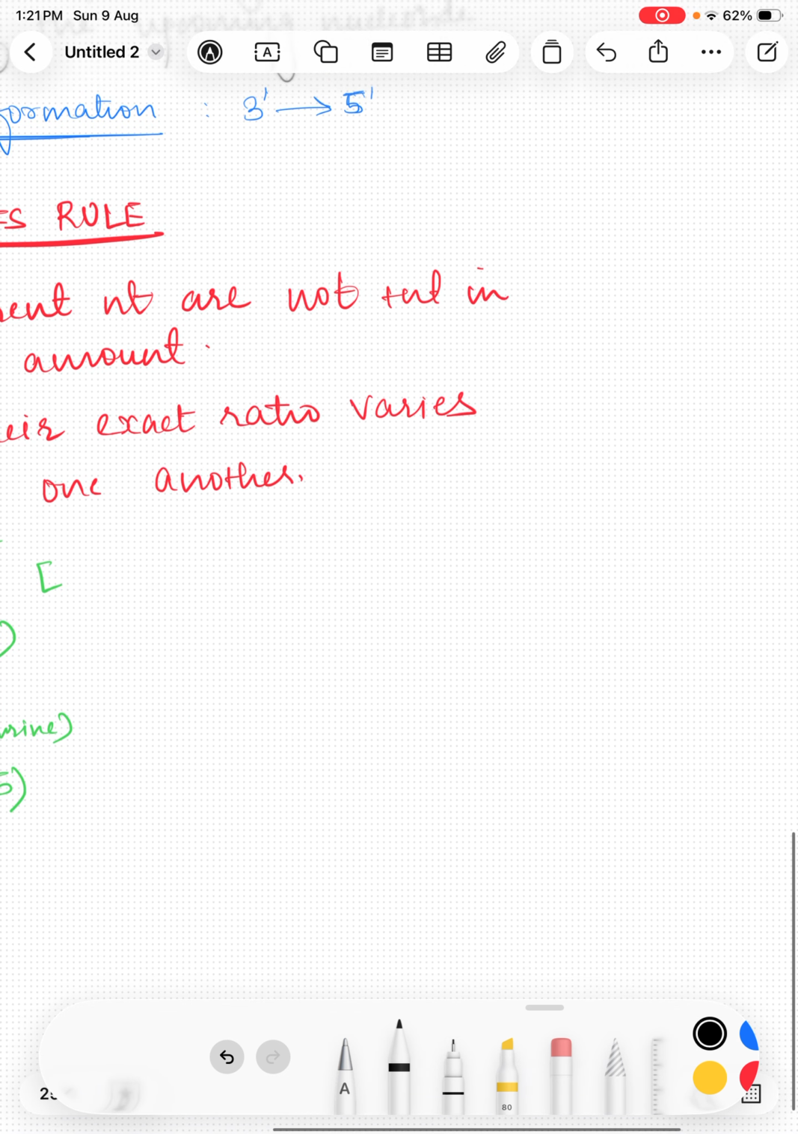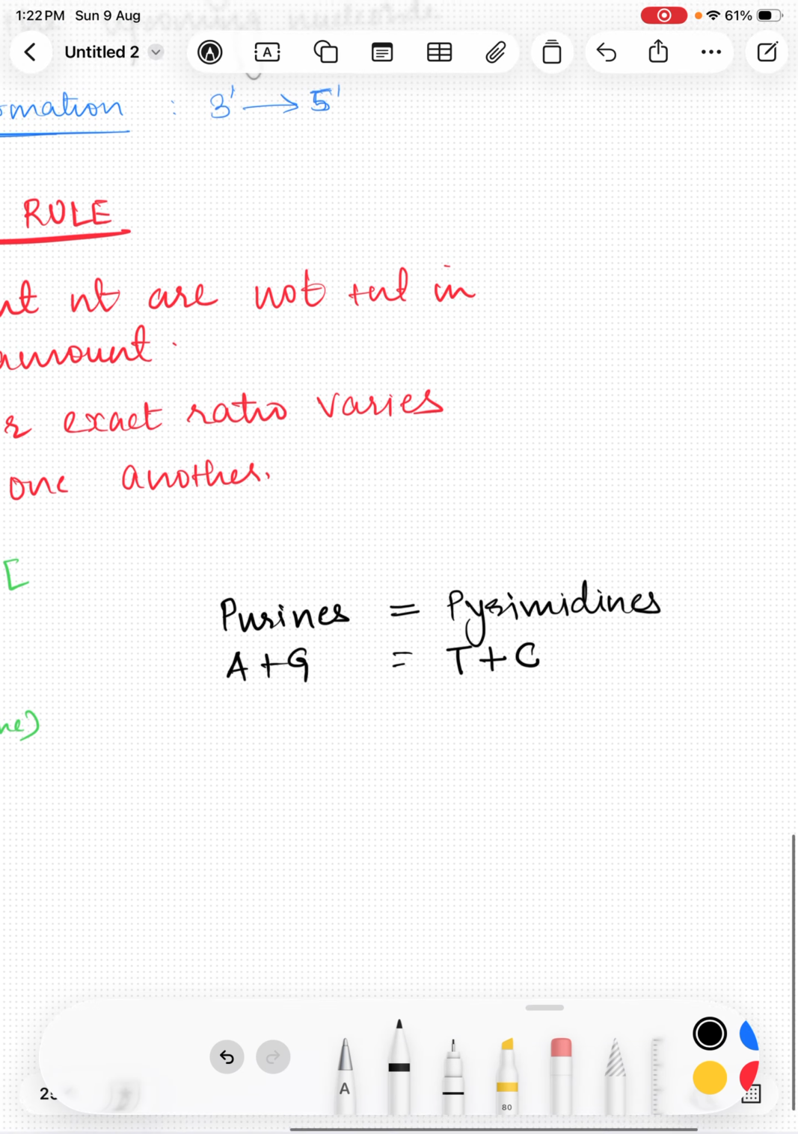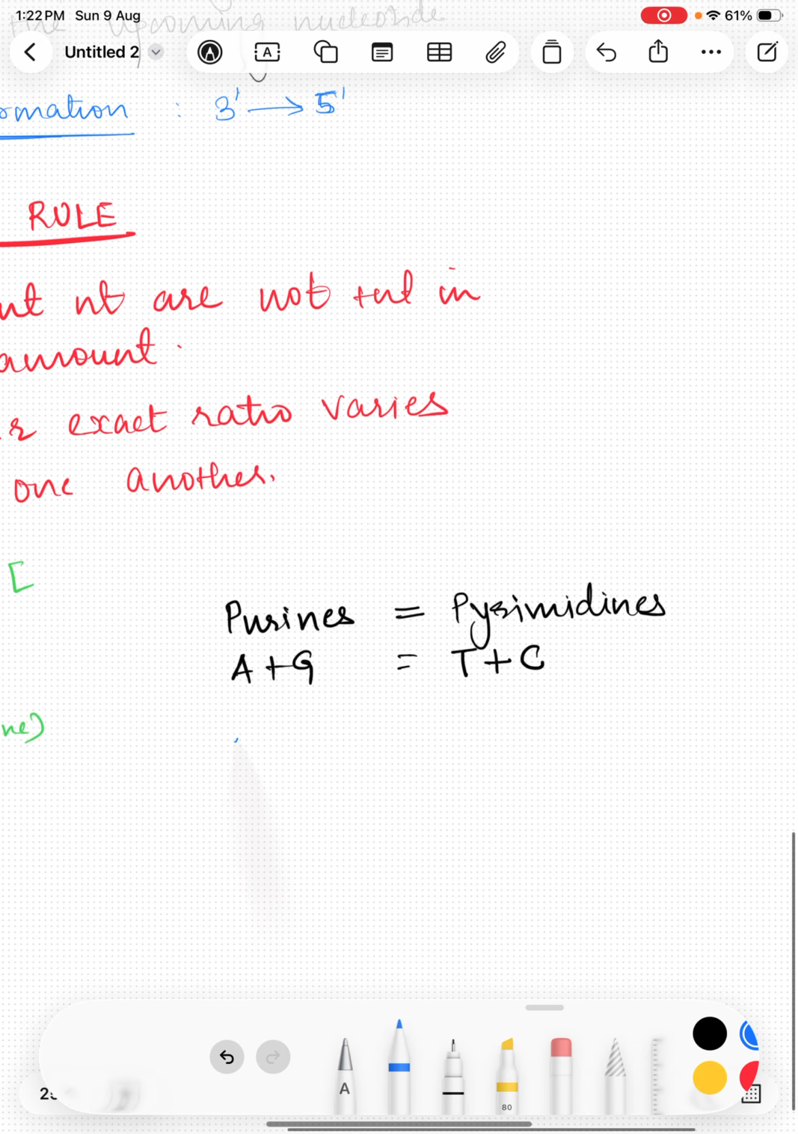So you will say that number of purines equals number of pyrimidines. That is, if you have 5A, you will have 5T. If you have 5G, you will have 5C. That means number of purine is same as number of pyrimidine. But if you will see, number of AT and number of GC is not same.